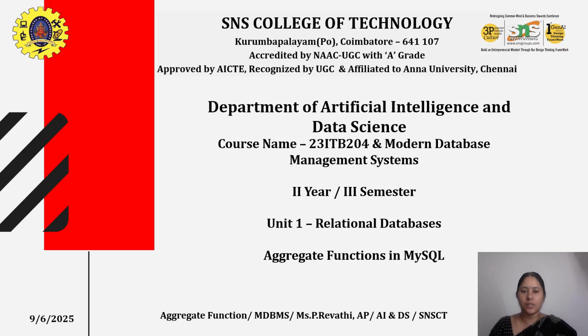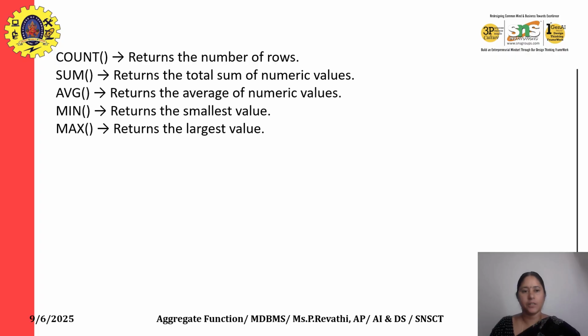Today we are going to discuss the topic about aggregate functions in MySQL. Aggregate functions are count, sum, average, minimum, maximum. Count function is used to return the number of rows. Sum function is used to return the total sum of numeric values. Average function is used to return the average of numeric values. Minimum function is used to return the smallest value. Maximum function is used to return the largest value.